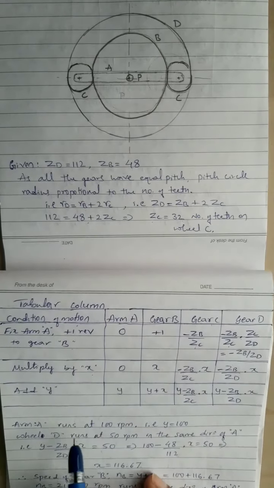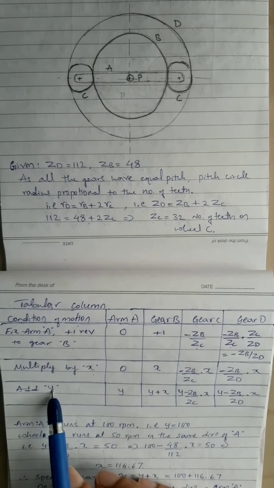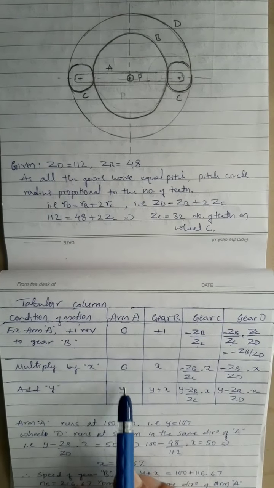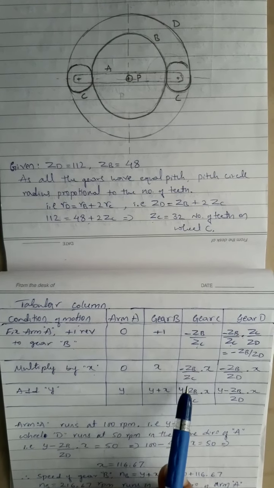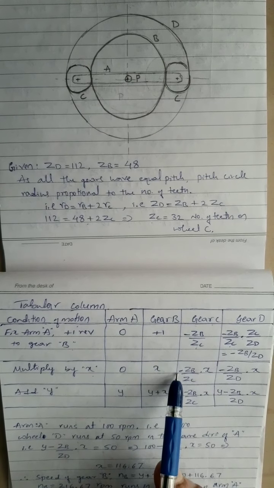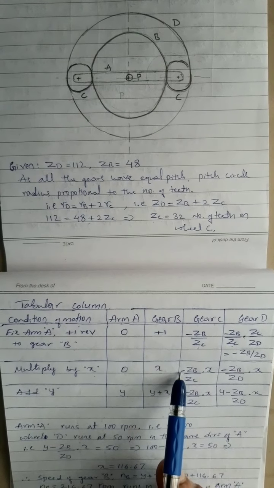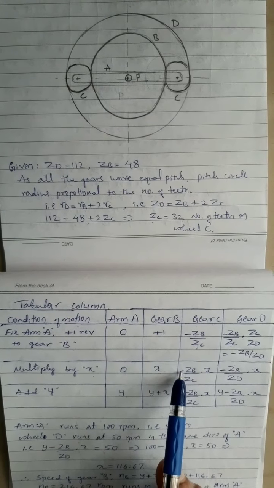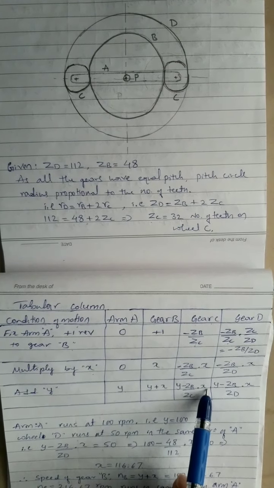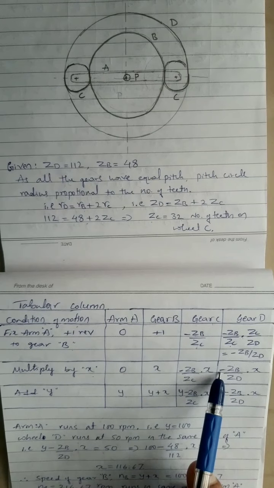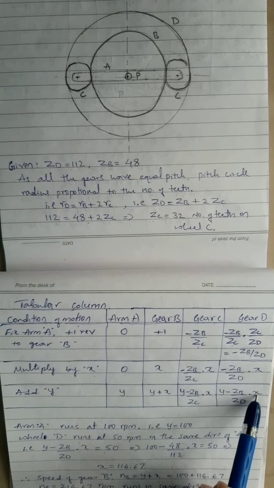Next, we add y to the second row. Y plus 0 is y. Y plus x is y plus x. Next we have y plus minus ZB by ZC. Since the negative sign is there, plus into minus is again minus. So y minus ZB by ZC into x. Similarly, y plus into minus will become minus, y minus ZB by ZD into x.